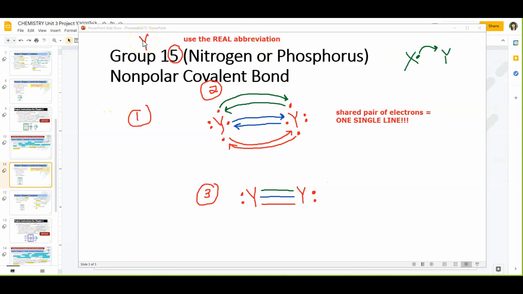Again, that is at this point all of the different groups that we did. We did, if you chose a group 17, fluorine, fluorine, chlorine, chlorine, group 16, which was oxygen with oxygen, sulfur with sulfur, or this one, group 15, nitrogen with nitrogen, or phosphorus with phosphorus. Continue playing when you're ready.